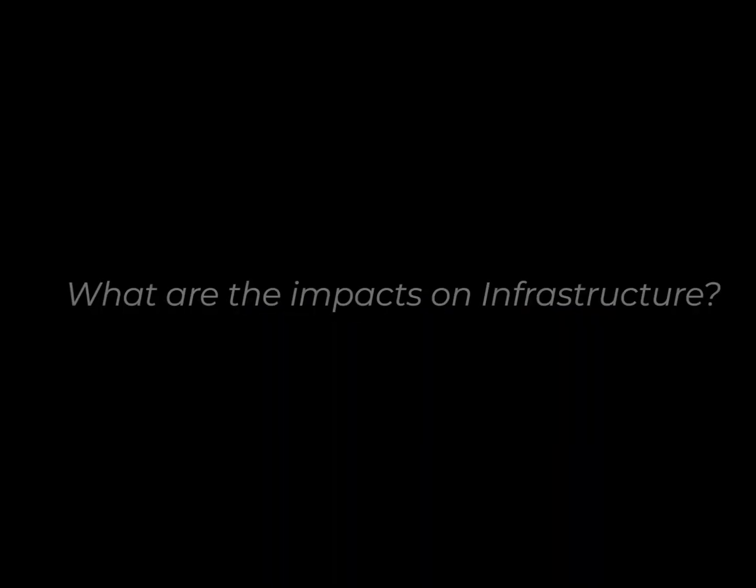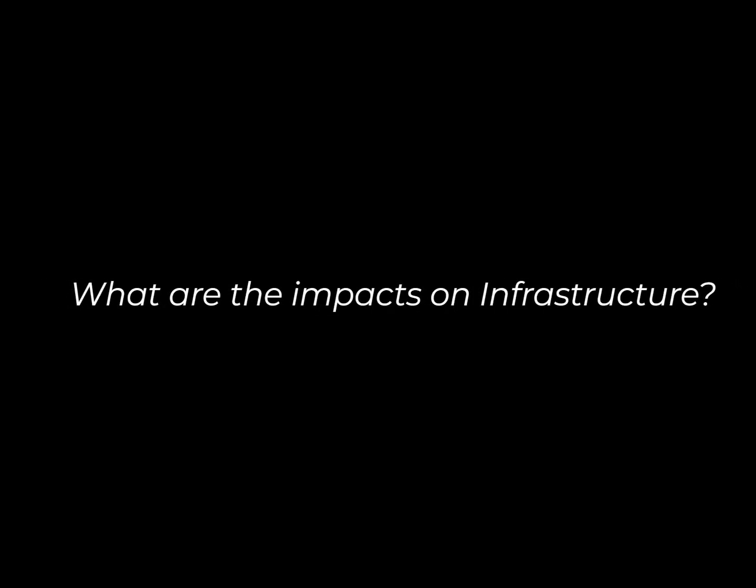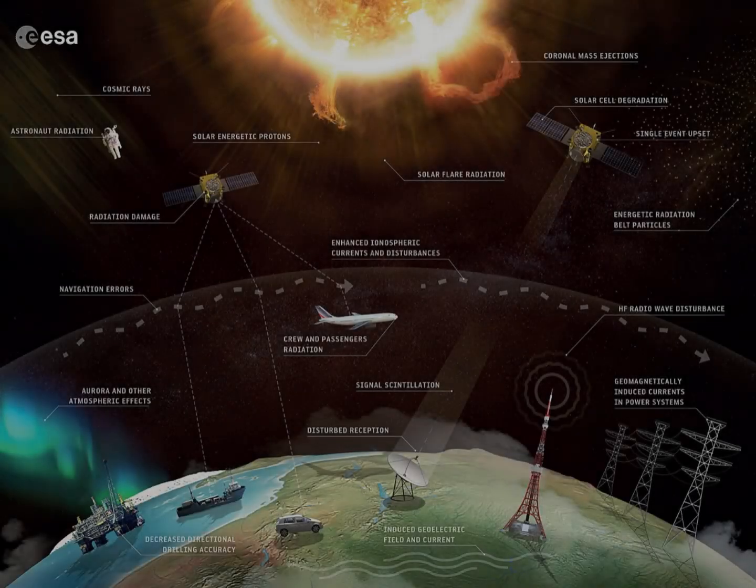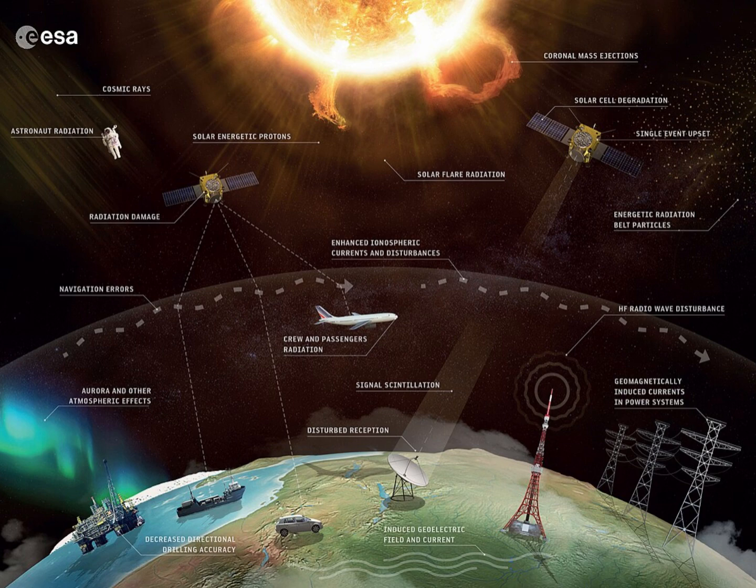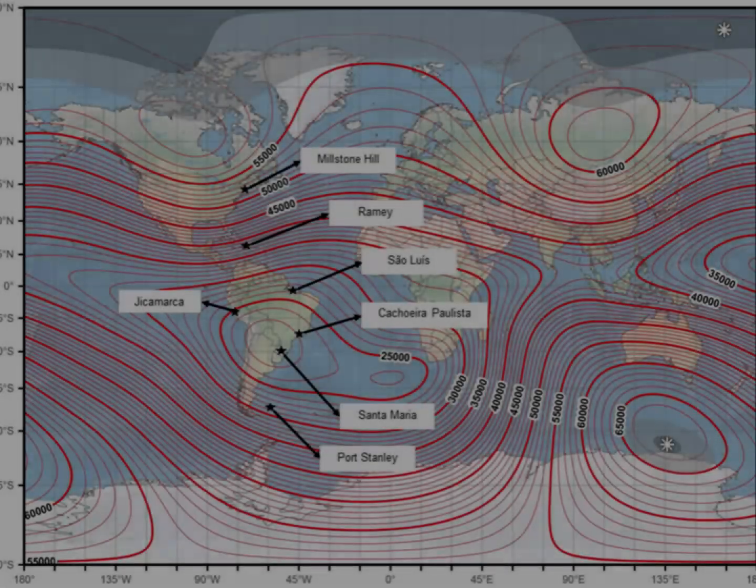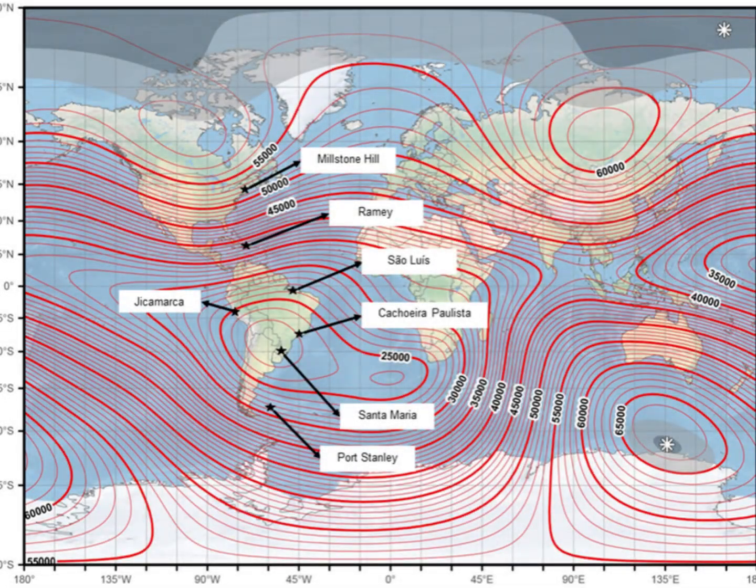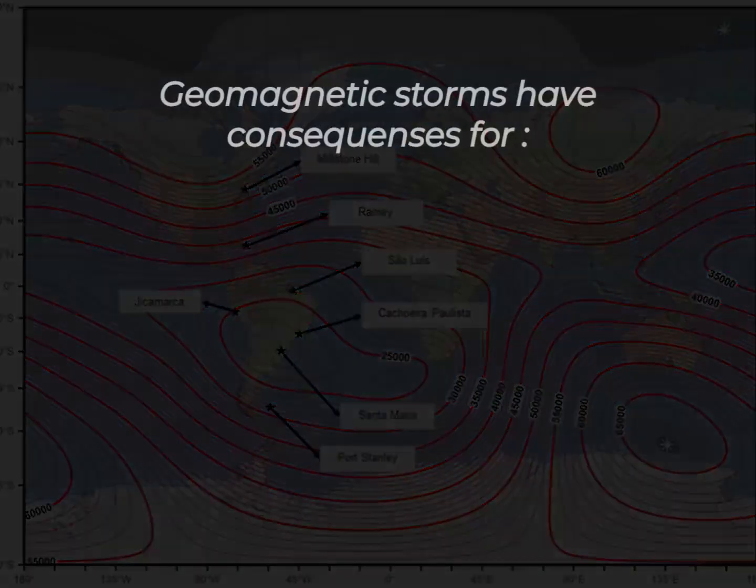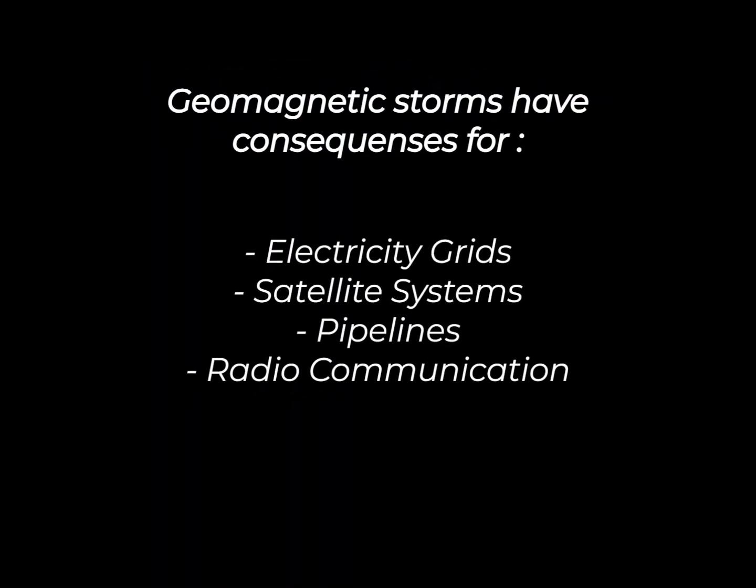What are the impacts on infrastructure? The rapid changes in the magnetic field during a storm induce electric currents in the Earth's crust. These currents have major geographic consequences for human infrastructure, particularly in high-latitude regions where magnetic field lines converge. Geomagnetic storms have consequences for electricity grids, satellite systems, pipelines, and radio communication.